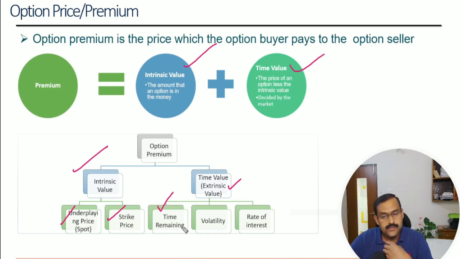Next one is the volatility. If the market is highly volatile, then the premiums are higher. If the volatility is less, the premiums are lesser. Next component is the rate of interest. If the rate of interest to borrow the money is higher, the premium will also be higher. So that is how the time value is decided.